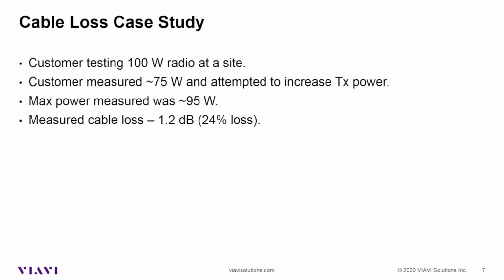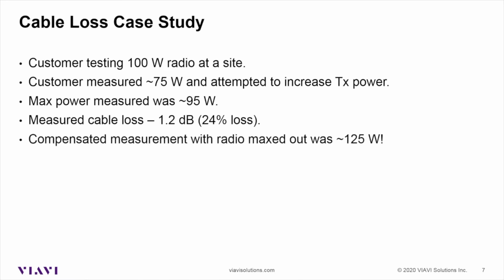Now you can see where this really starts to have an effect. When we put that cable loss in and we were able to compensate for that loss, we were actually putting out about 125 watts from that radio. Obviously, that's not good for the radio. In some areas, some jurisdictions, that may get you into trouble, may get you a fine from somebody. So it's important that we make these measurements as accurately as possible.